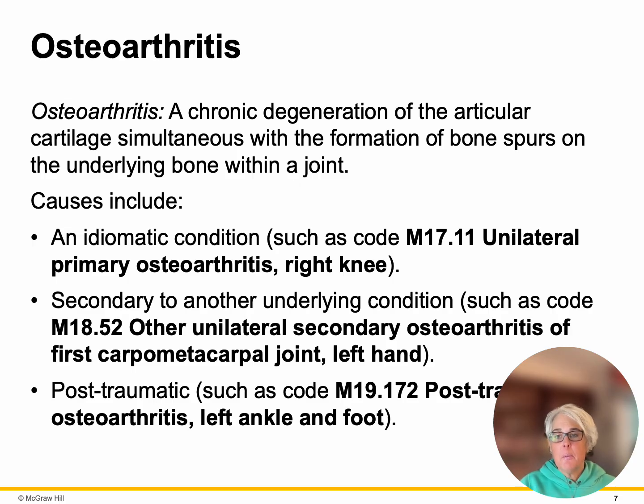The examples provided in this slide show how specific the codes can be. Important to note the joint laterality and whether it's primary, secondary, or post-traumatic. When coding osteoarthritis, make sure that you review the documentation for which joint. Is it the right or left, whether it's unilateral or bilateral, and if it's related to an old injury or an underlying condition.